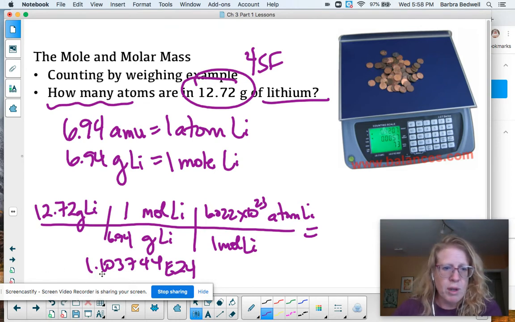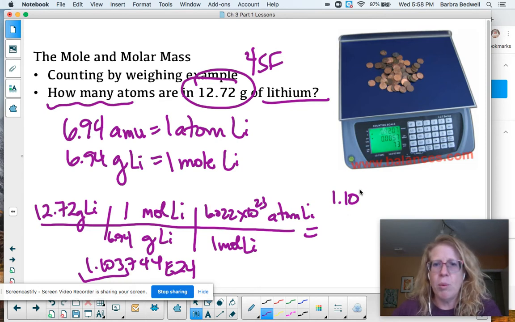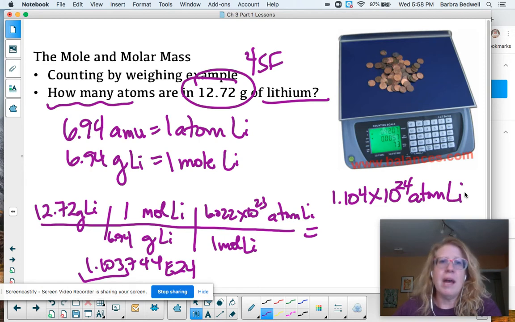So I'm going to look at this 1.10 something, 1.10. There's my 4 digits right there. And then this 7 would round that up. So 1.104. And then, yes, you must write it in proper scientific notation. You may not leave the E in there. That's a calculator issue, not really a correct notation. And then I would write atoms, because that's our unit. And then I would give it a label, atoms of lithium. So again, that's one of the ways that we would use this.